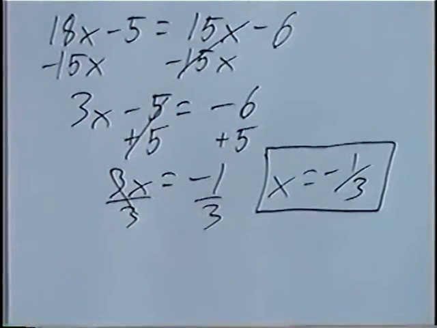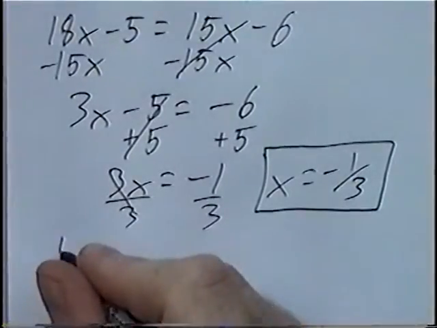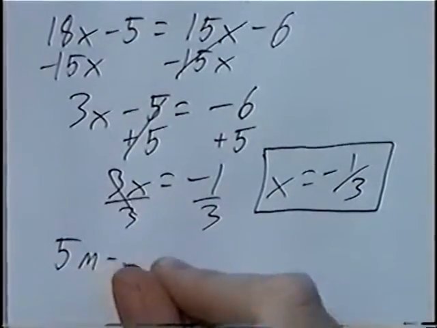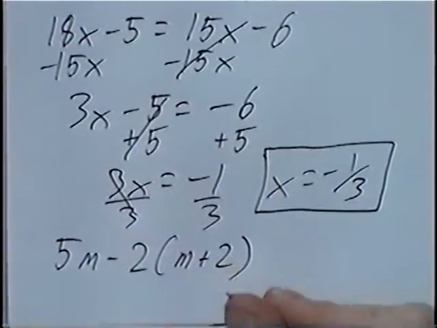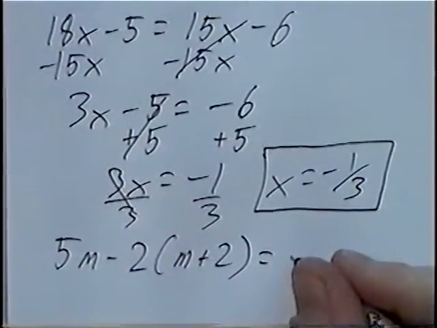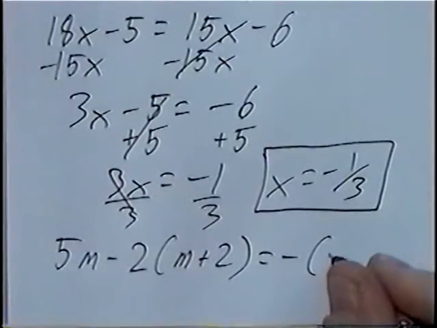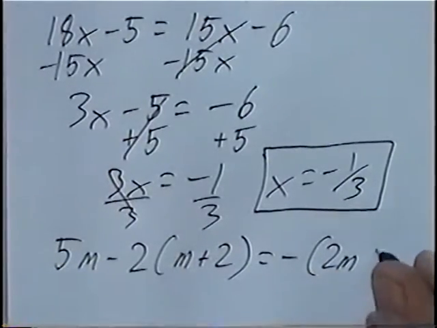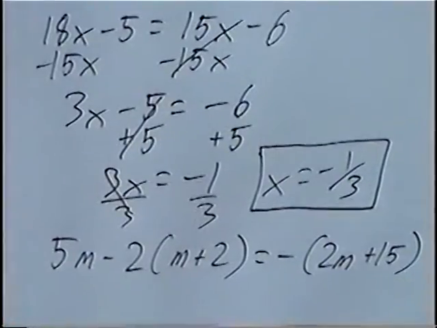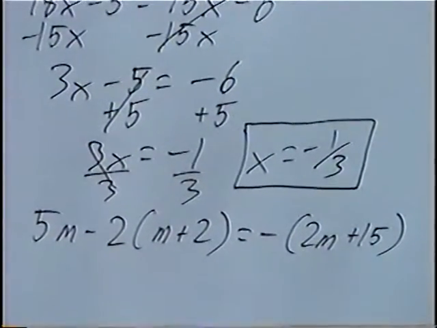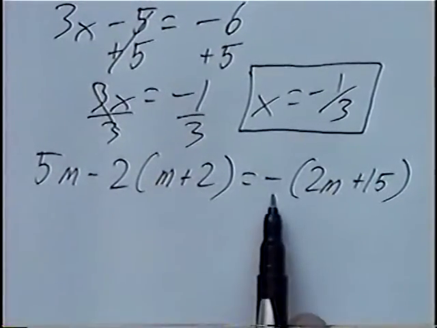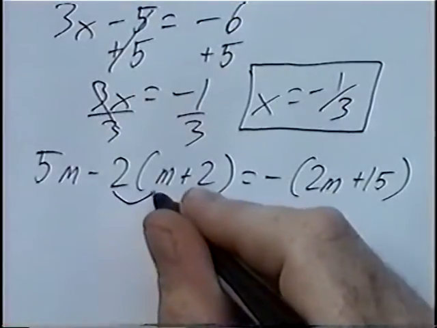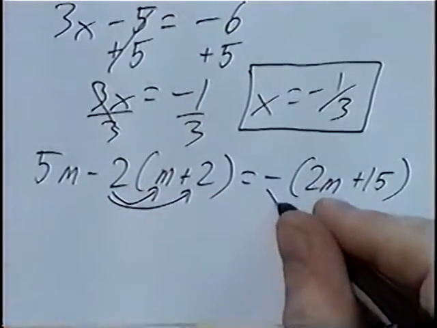Second equation and last equation for the section. 5m minus 2 inside parentheses m plus 2 equals negative in parentheses 2m plus 15. This equation, we have two sets of parentheses. Again, anytime you have a number or a negative outside the parentheses, we can distribute that to get rid of the parentheses.